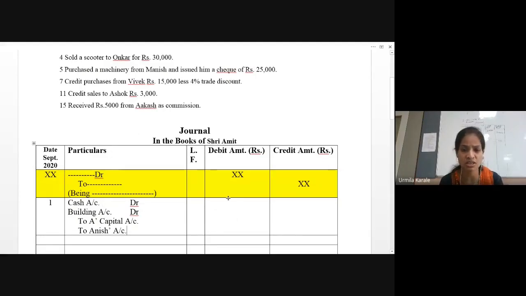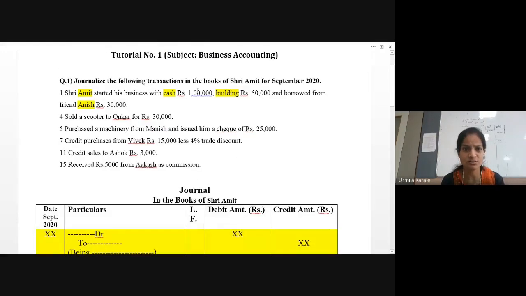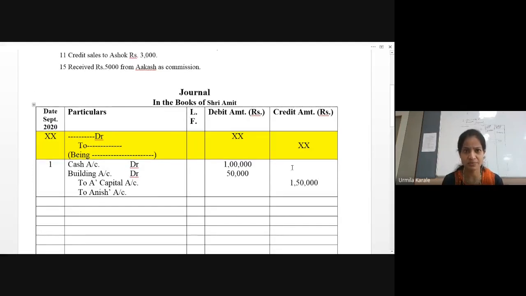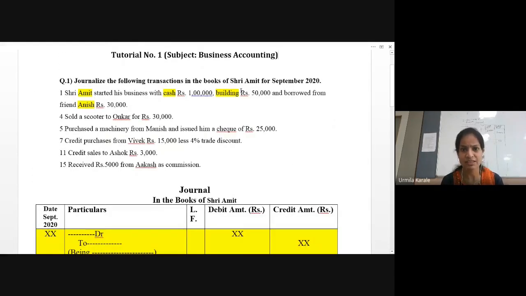Now you need to mention the amounts. Now just check half of the transaction first. So cash received 1 lakh, building 50,000. So 1 lakh cash comes in, building comes in 50,000. Now both of these are given by Amit. So his account will get credited by 1 lakh 50,000. This is only half of the transaction. This one, cash comes in 1 lakh, building comes in 50,000, and Amit is the giver, right? Now next, you have also borrowed money from Anish. Now this, we'll just check the effect of this.